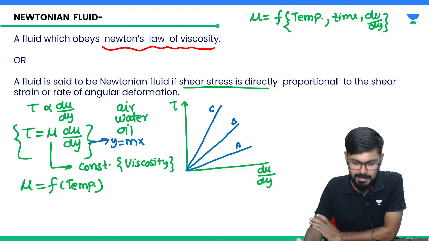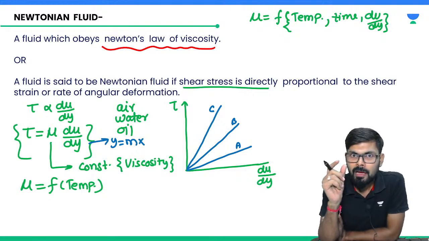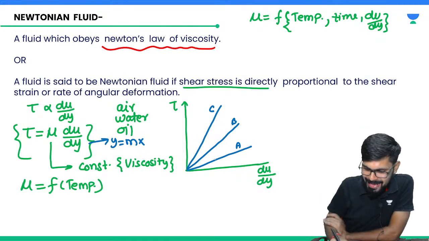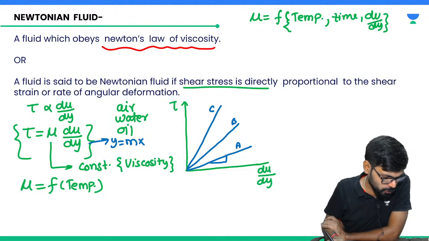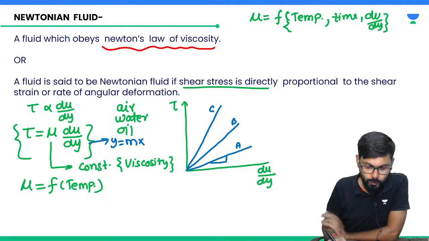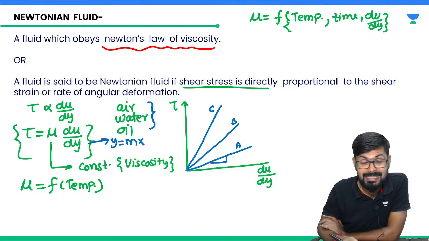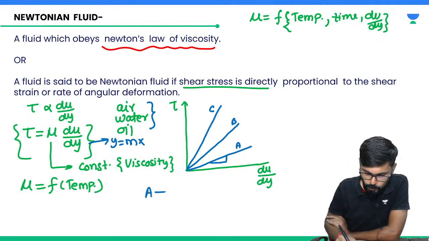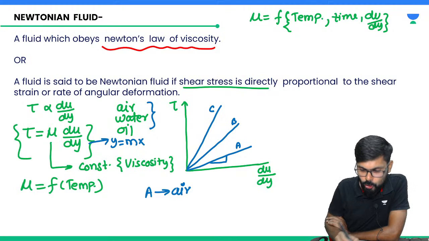Now please listen here. Basically, the slope is represented by mu. You can see that the A slope is very less. So which one has the least viscosity? Air. Air has the minimum viscosity compared to all three. So A is going to be air.